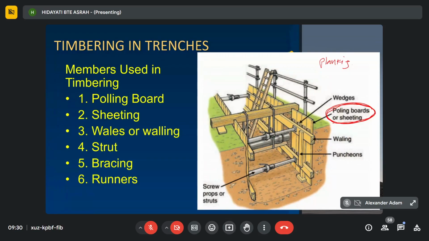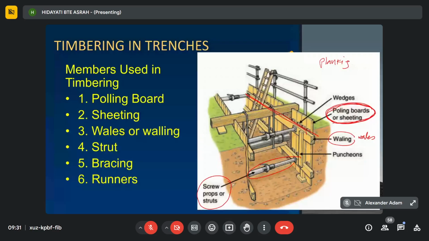The second one is walling or waling. Okay, walling. You can see this is the walling. It is a component attached to the trench wall, so it will support the polling boards or sheeting lah. Walling will support the polling board or sheeting. And also this one is the strut. You can see here the strut.